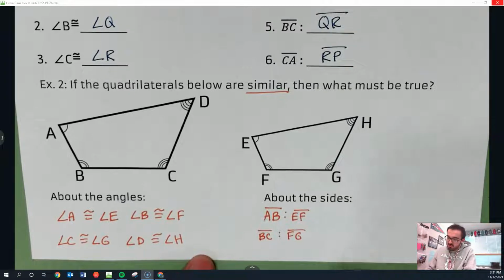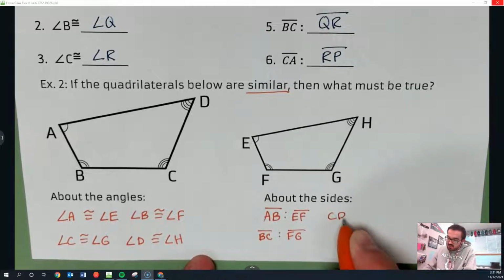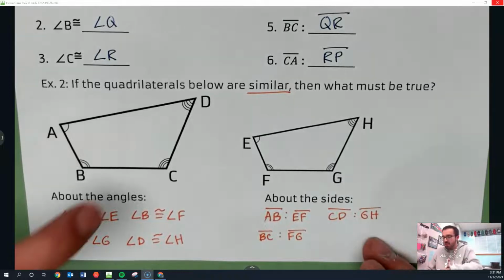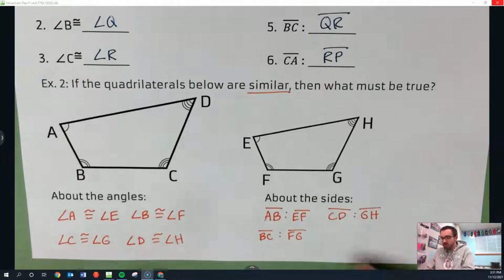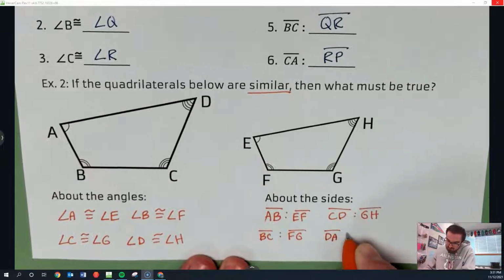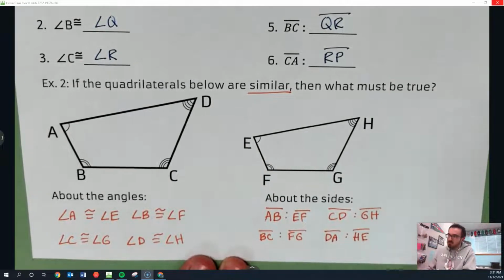So hopefully you're like, Mr. Colston, this really isn't too bad. You are just finding the pattern. CD, GH, DA, HE. Not too bad. Okay, so that's it for page 1. Now let's look at another example.